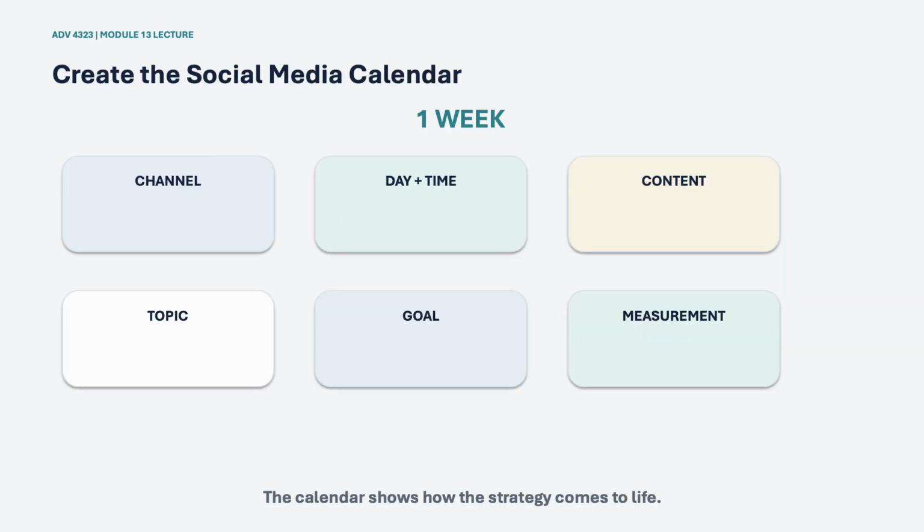For the social media calendar, we're narrowing our focus to one representative week. Your calendar should show the channel, the day and time of the post, the content, the topic, the goal that the content supports, and how success will be measured. I should be able to look at your calendar and see the connection to the strategy. If a post appears on the calendar, but you can't explain what objective it supports or why it belongs there, that's a sign that you need to reconsider it. The calendar isn't just a posting schedule, it's the execution of your strategy.